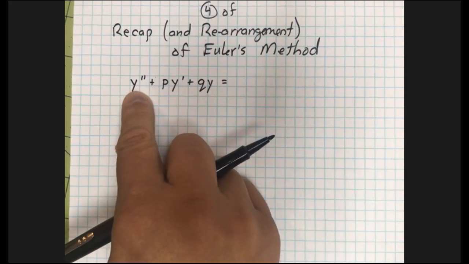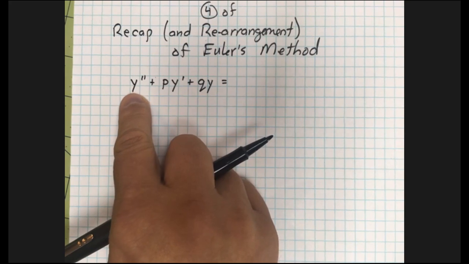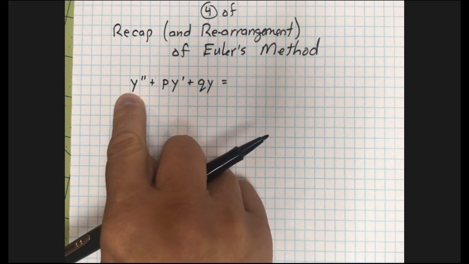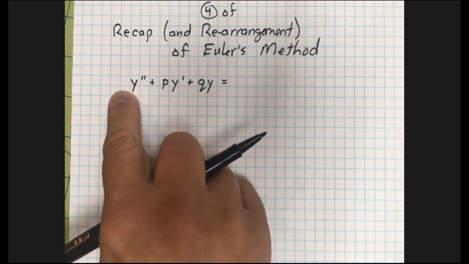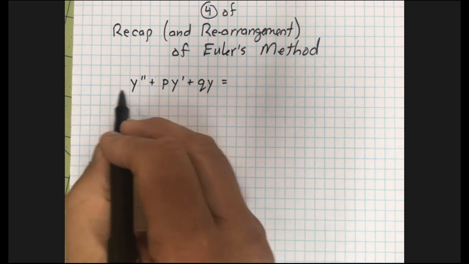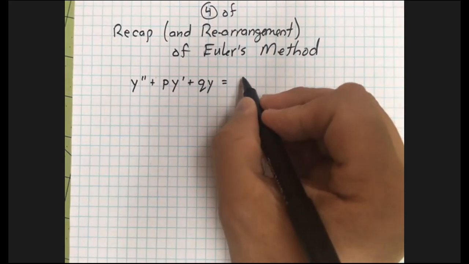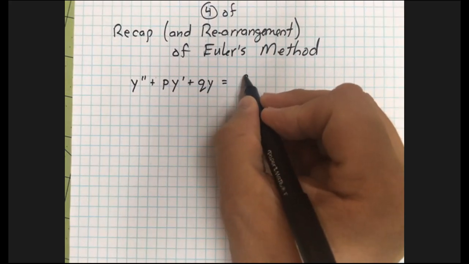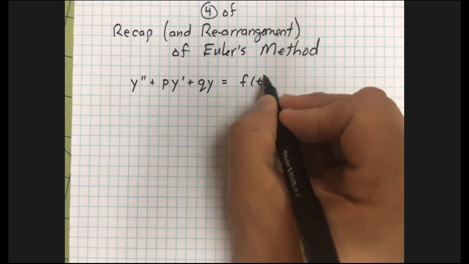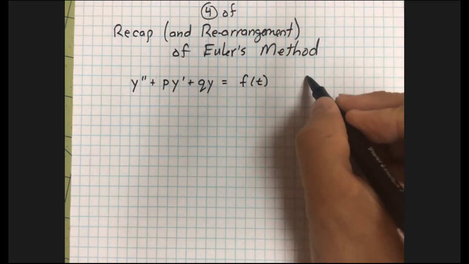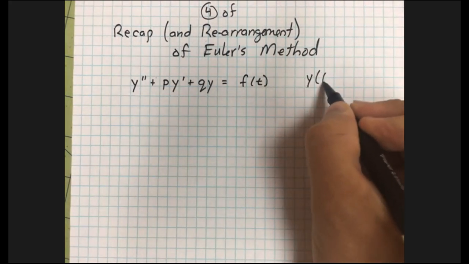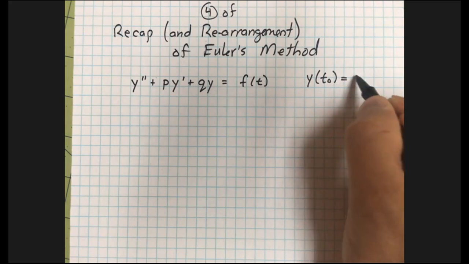If the mass is a car, then I can make my mass units car units, and then the mass of one car is 1. So as long as mass is not 0, I'm allowed to divide by M. And I've got some input here, F of T. And I've got some initial conditions: Y at T 0 is Y 0.